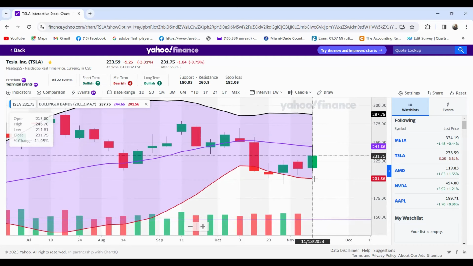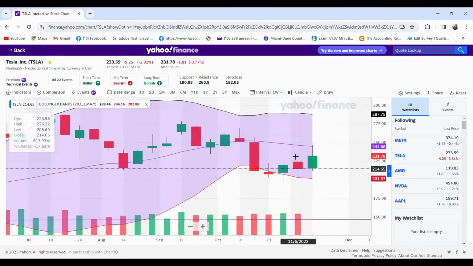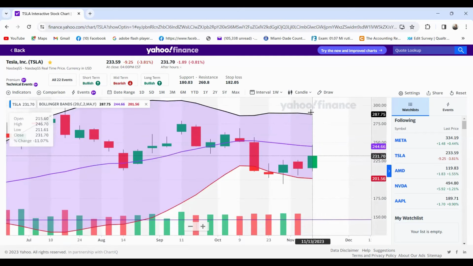Now, when price is moving closer to the upper band, it indicates that the market may be overbought. Whenever the price is moving closer to the upper band, as you can see, close to the black line, it's getting close to overbought. And when the price is close to the lower, which is the red line, we call that oversold.